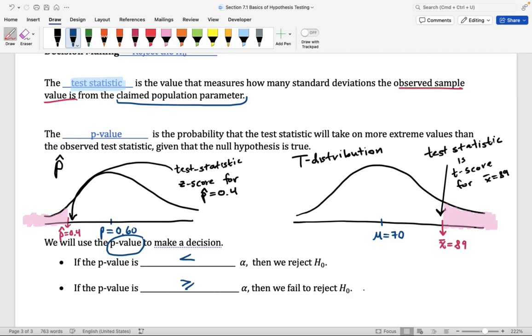Now, in our next lesson, I have a summary of how you're going to be carrying out a hypothesis test. And the last step is going to be making a decision. I'm going to remind you that if the p-value is less than alpha, we reject the null hypothesis. If the p-value is greater than or equal to alpha, then we fail to reject the null hypothesis.